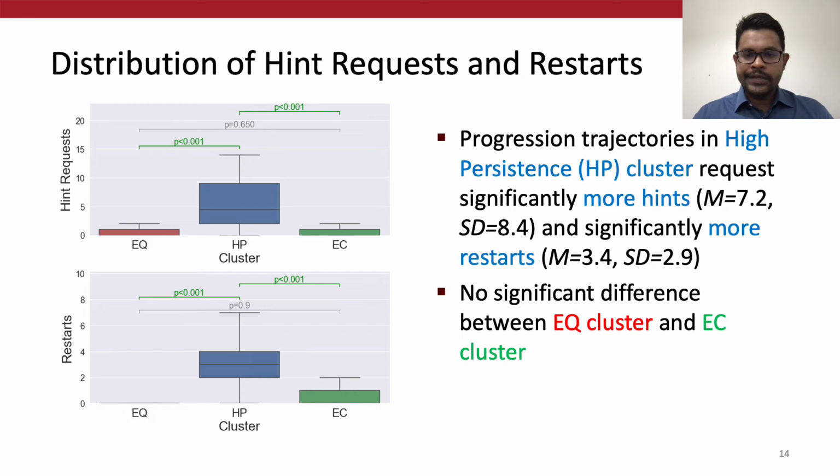Next, we looked into the distribution of hint requests and restarts across the 3 clusters. As we can see, progression trajectories in the high persistence cluster requested significantly more hints and did more restarts than others. Also note that there is no significant difference between the other 2 clusters in both cases. For other interesting characteristics, please see our original paper.